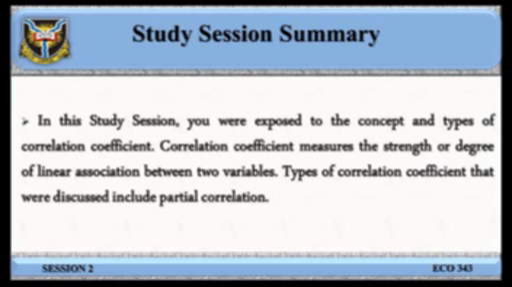Study session summary. In this study session, you were exposed to the concept and types of correlation coefficient. Correlation coefficient measures the strength or degree of linear association between two variables. Types of correlation coefficients that were discussed include partial correlation. This is the end of study session 2.